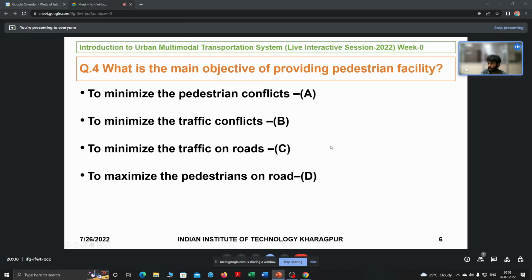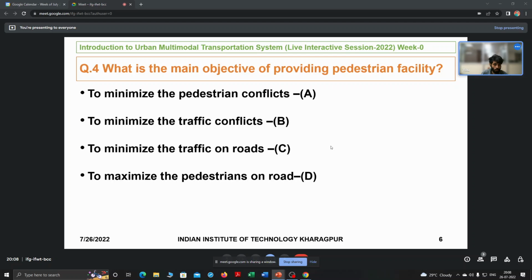So then what is the main objective of providing the pedestrian facility? The correct answer would be: to minimize the pedestrian conflict, A would be the correct answer. So why is it so? Why are you providing a pedestrian facility on a road? Suppose you have an urban road. Why are you trying to provide a pedestrian facility?